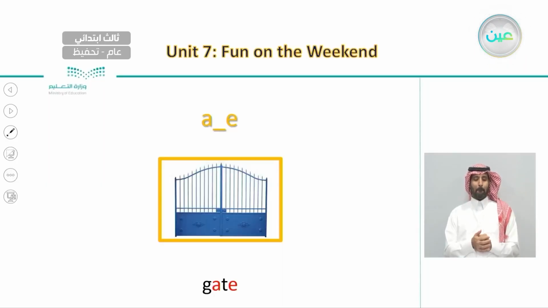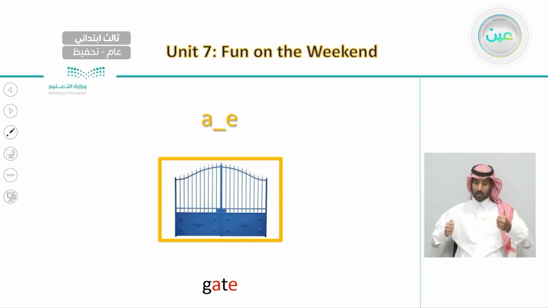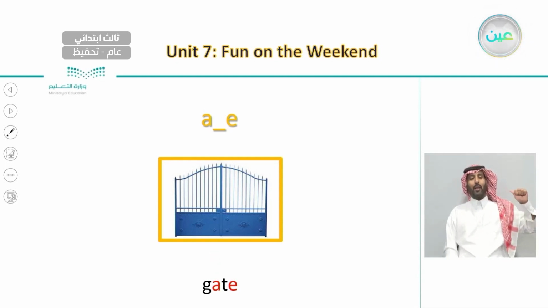The next word from the AE group is the word gate. Gate. Say with me. Gate. Very well. Gate also has A and ends with the letter E. This is a gate.